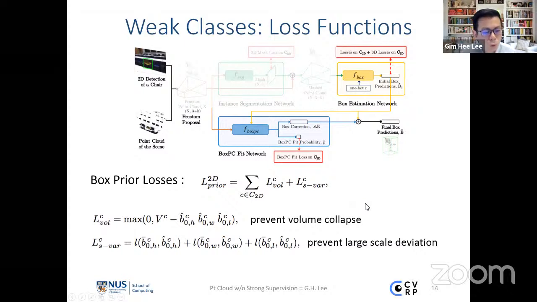And in addition to that, we also prevent volume collapse. This is to make sure that the volume predicted by the backbone branch over here doesn't collapse to a singular point. As well, we prevent large deviation of the scale of the 3D bounding box that we have predicted. This average scale you can easily obtain from some available data, which need not be the ground truth label corresponding to this respective point cloud that we are given for training.